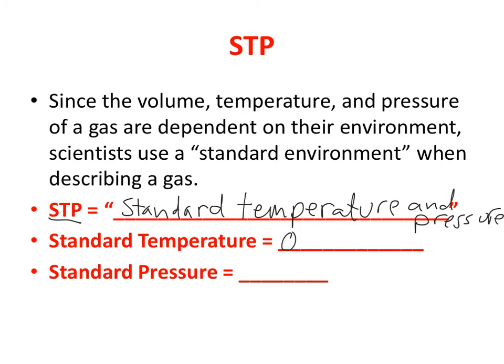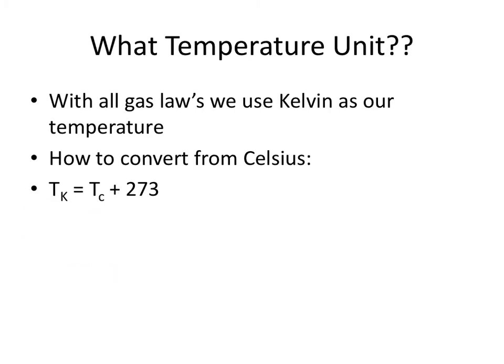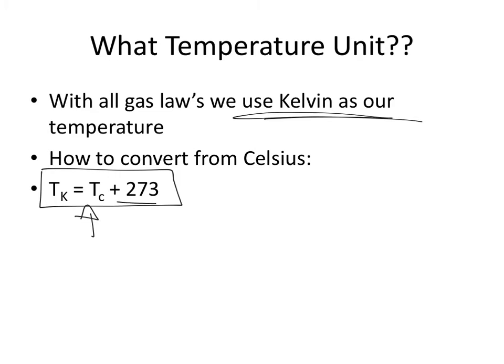For standard temperature, that's 0 degrees Celsius, which is 273 Kelvin. And standard pressure, we already talked about being 1 atmosphere. Now I pointed out that we have Kelvin there. So actually, when we use gas laws, we have to use Kelvin as our temperature. But you're often going to be given that temperature in Celsius. So this is how we convert from Celsius to Kelvin. If you're given the temperature in Celsius, you're just going to add 273 to it, and that's going to be your temperature in Kelvin.